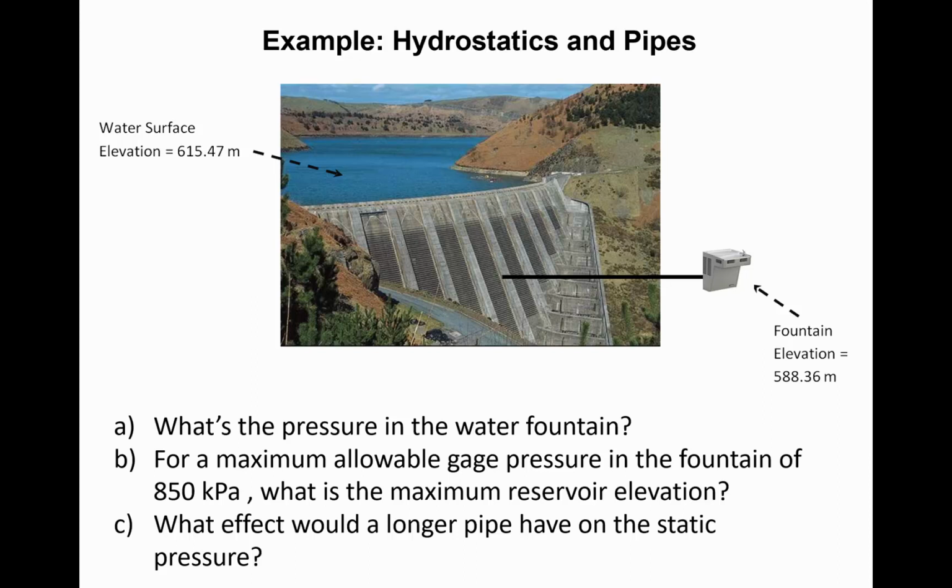And then you can see in part B and C, we kind of pose a what if. What if the fountain can tolerate under 850 kilopascals? And that's a pretty typical maximum limit for like municipal water systems and for domestic fittings. 850 kilopascal is sometimes considered like an upper limit of what you may want to have in something like this. So if the pressure can be 850, then how high can the water surface elevation be?